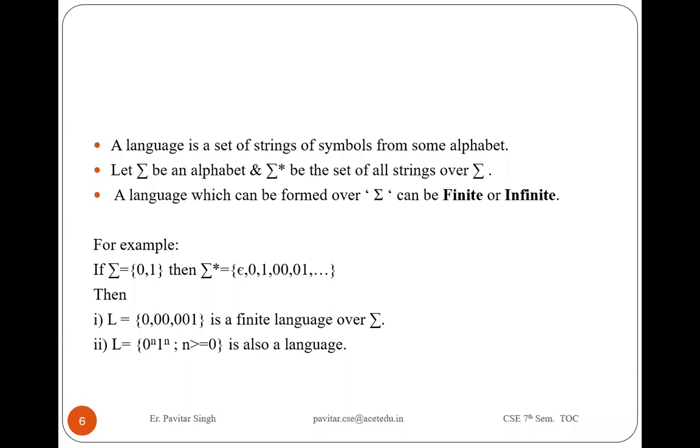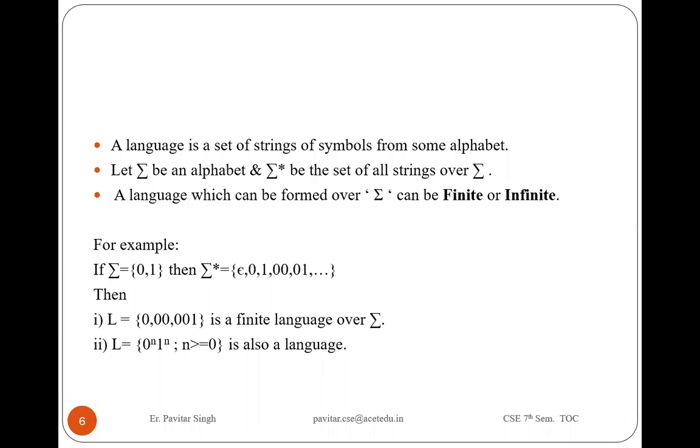A language is a set of strings of symbols from some alphabet. Let sigma be an alphabet and sigma star be the set of strings over sigma. A language which can be formed over sigma can be finite or infinite. Finite means it has limited words, or it may be infinite, having unlimited words. That is called infinite. So let's understand its example first.